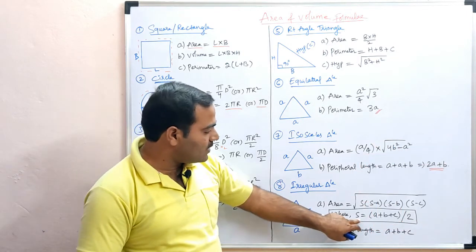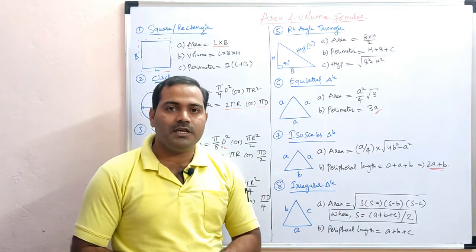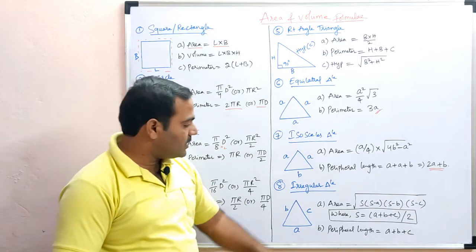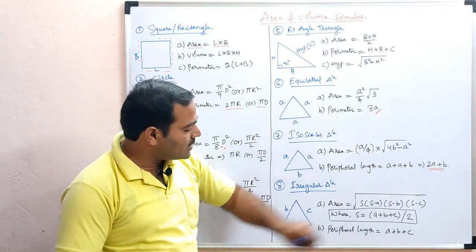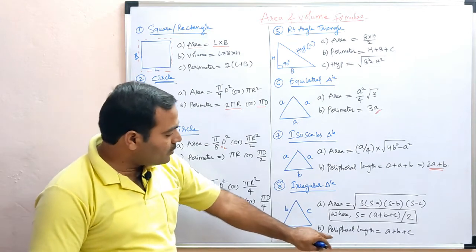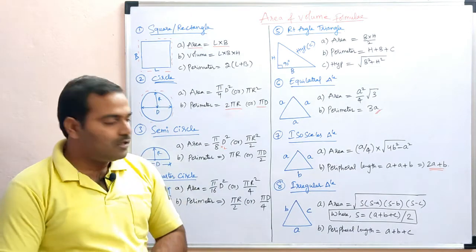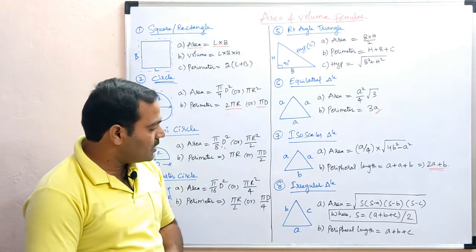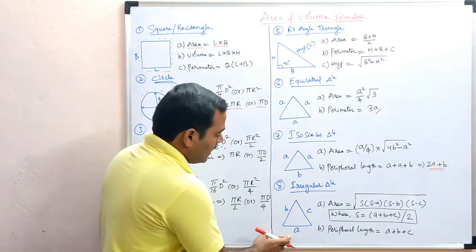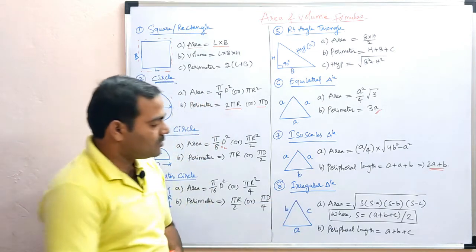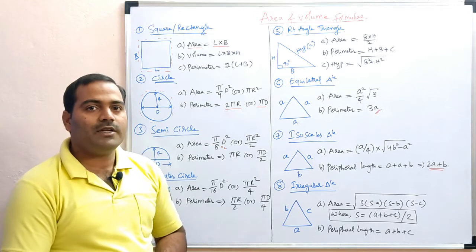Next, what is s here? s is equal to a plus b plus c divided by 2. So that is the formula for calculating the s value. Coming to peripheral length, that is nothing but perimeter length. What is the formula used? That is nothing but simply we need to add a, b and c. So these lengths, if we add that, we will get the perimeter length.